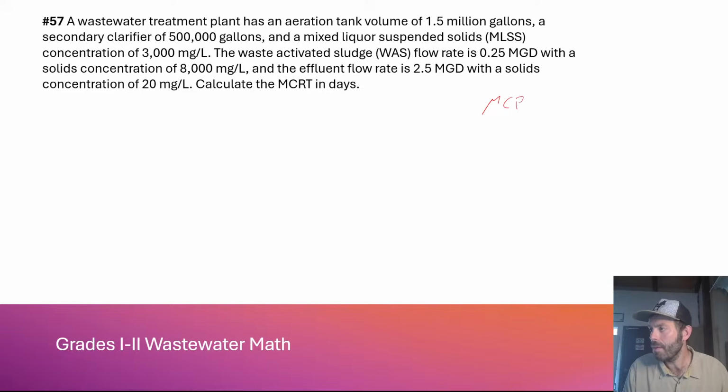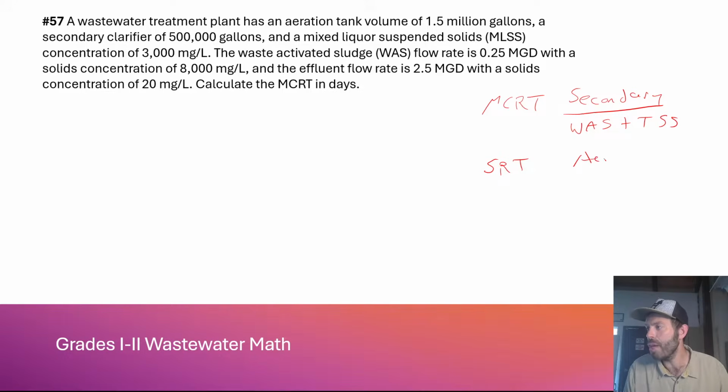MCRT uses all the solids in the secondary, so this includes the clarifier, divided by WAS plus effluent TSS pounds. SRT is aeration specific. Do not use the secondary clarifier and do not use the effluent TSS. It's like the sludge age, except WAS instead of influent, okay?